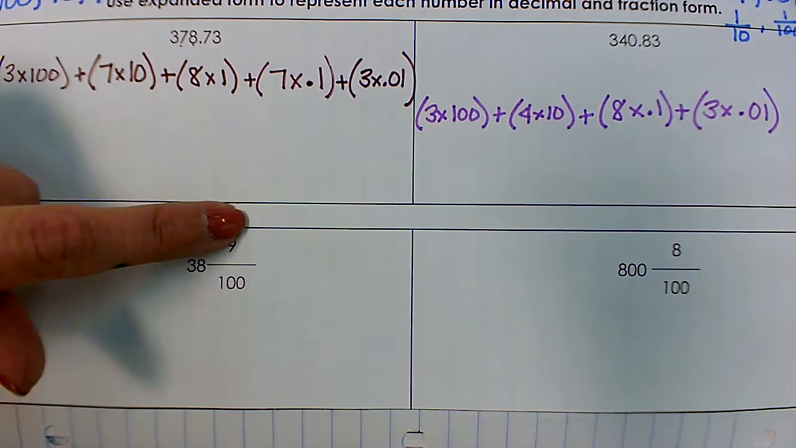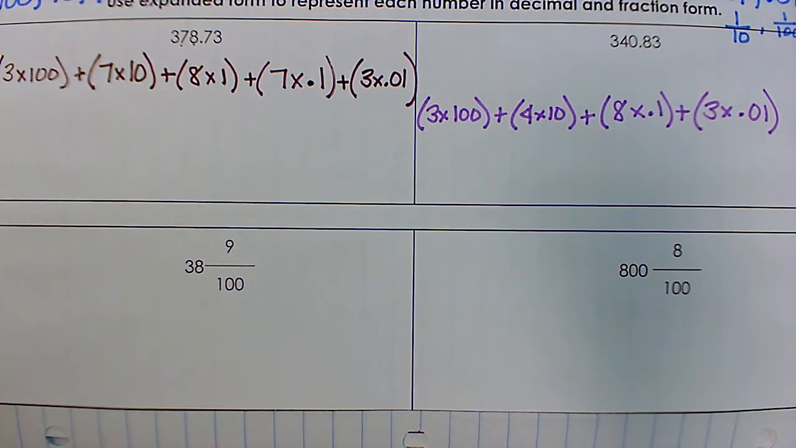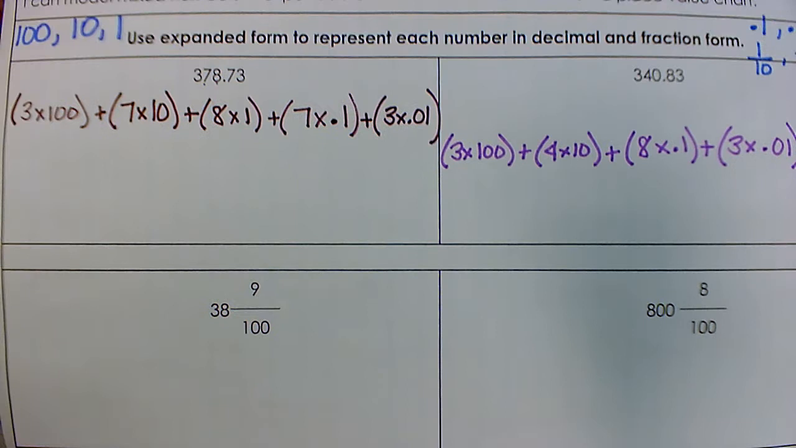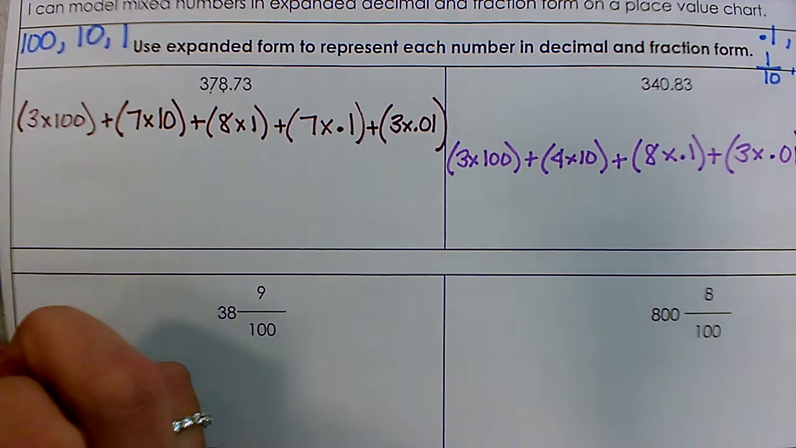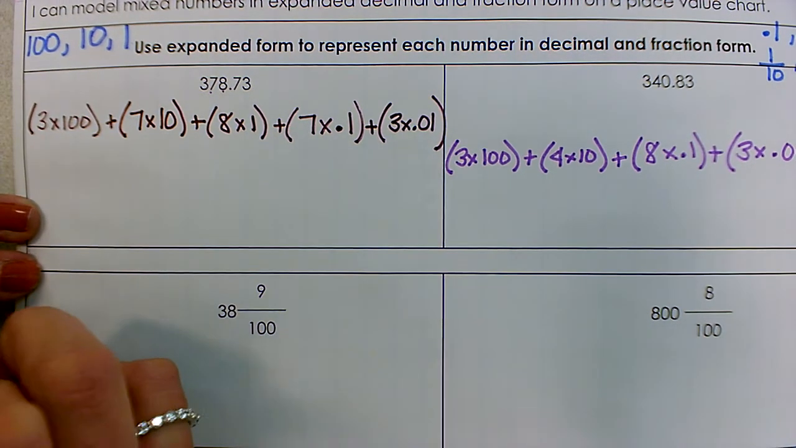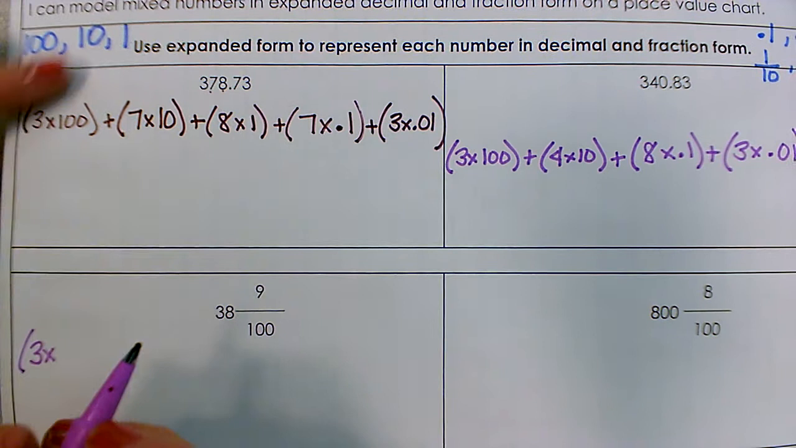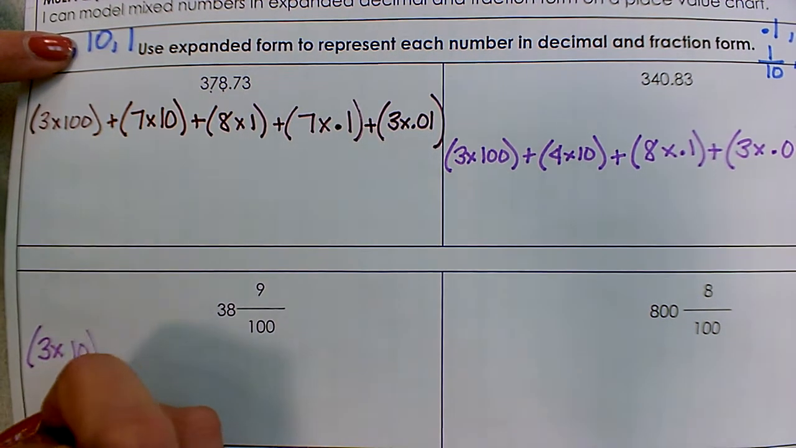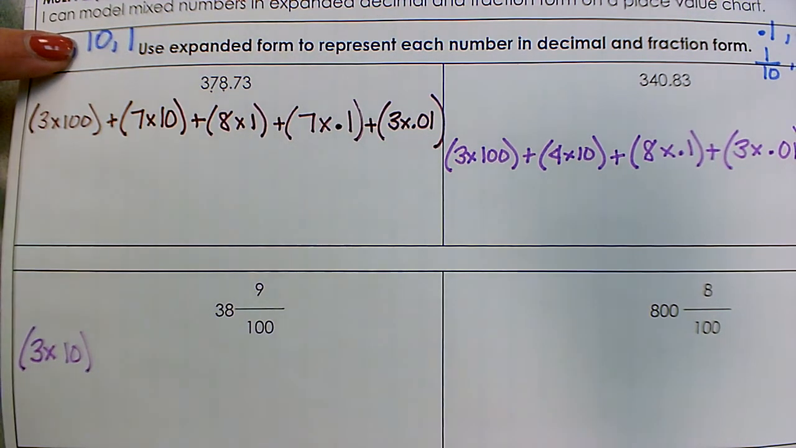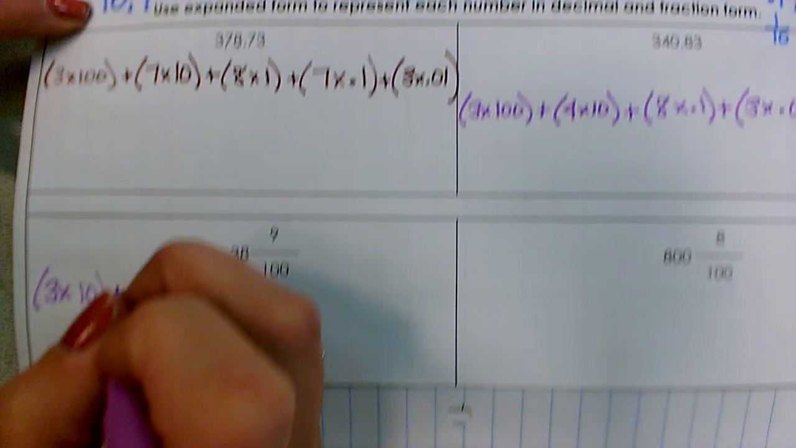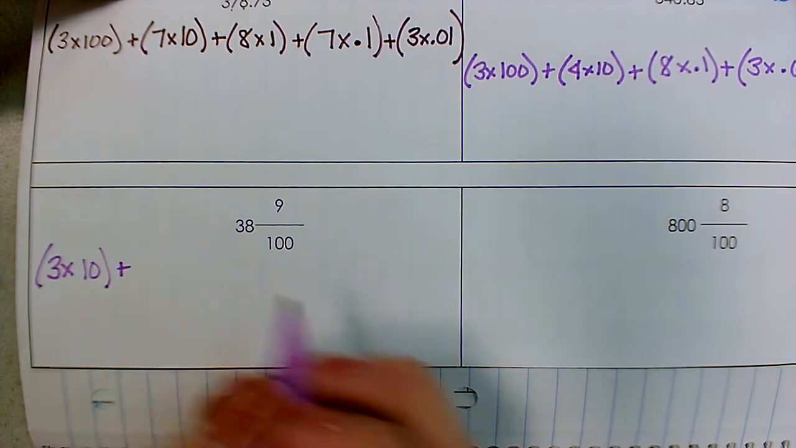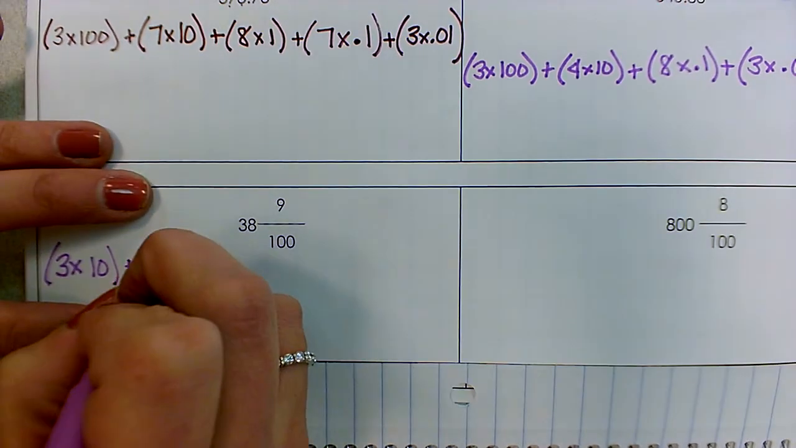I have 38 and 9 hundredths. All right, well, let me remind myself of my place value. Do I have anything in the hundreds? Nope. My first digit is a 3, and it's in the tens place, so I'll multiply it by 10. So that looks like 3 times 10 plus. Next place value is my ones, and in that digit I have 8.